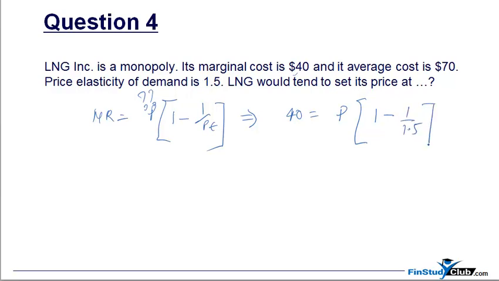So let's put this and get the value of P. So this is going to be P into 1 minus 1 by 1.5, which is 1 minus 2 by 3, which is 1 by 3. So that gives me P is equal to 40 into 3, which is $120. Alright, so the purpose behind setting up this question was this particular relationship, which very often gets tested in the exam. Let's move on.